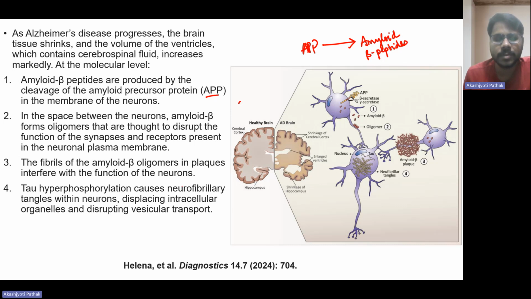There is tau hyperphosphorylation, which causes neurofibrillary tangles within neurons, displacing intracellular organelles and disrupting vesicular transport. So these neurofibrillary tangles are formed from tau proteins. These tau proteins get associated with each other, and these neurofibrillary tangles start to build up in the cytosol of the neuron. And this disrupts the vesicular transport. The vesicles contain the chemical messengers, so these chemical messengers are now not able to move from the cell body or the dendrites to the axons.